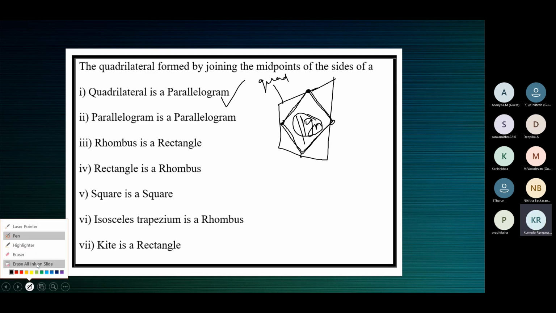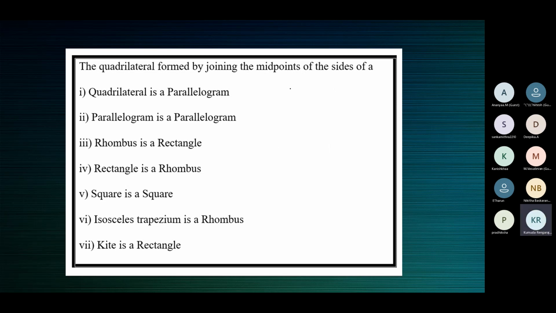So like that, children, we've seen this. If it's a parallelogram and you join the midpoints, this one is also a parallelogram. The quadrilateral formed by joining the midpoints of the sides of a parallelogram is a parallelogram. So quadrilateral gives a parallelogram, and parallelogram also gives a parallelogram.